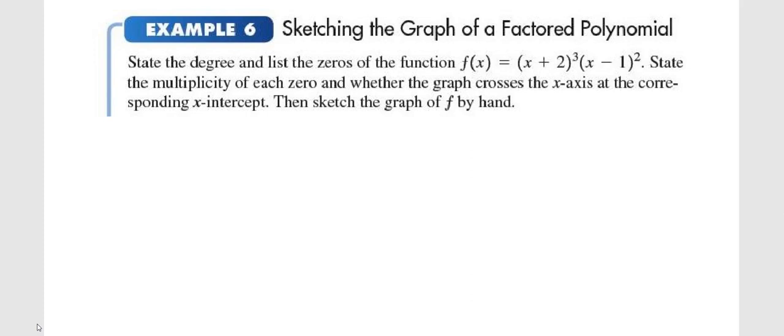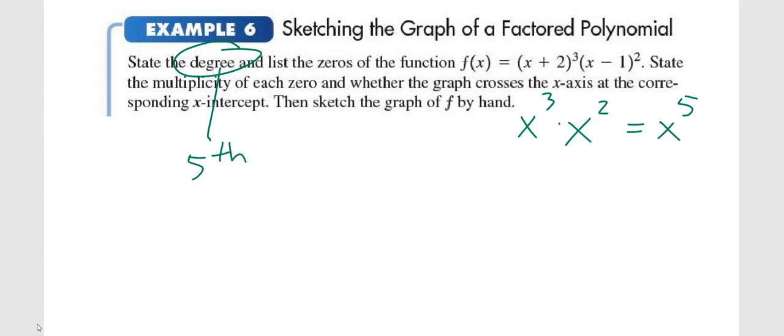Sketching the graph of a factored polynomial, state the degree. Okay, so the degree on this question is, let's see here, we have x to the third times x squared. So this is x to the fifth. So this is a fifth degree polynomial, okay? List the zeros. Okay, zeros would be -2 and +1.